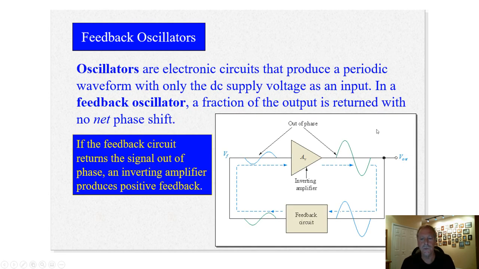So oscillators are of two main types. One is a feedback oscillator. There's relaxation oscillators. We're going to talk about feedback oscillators first.